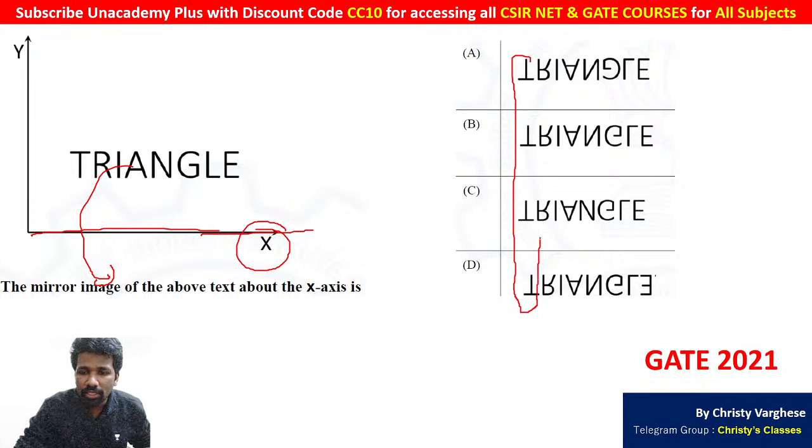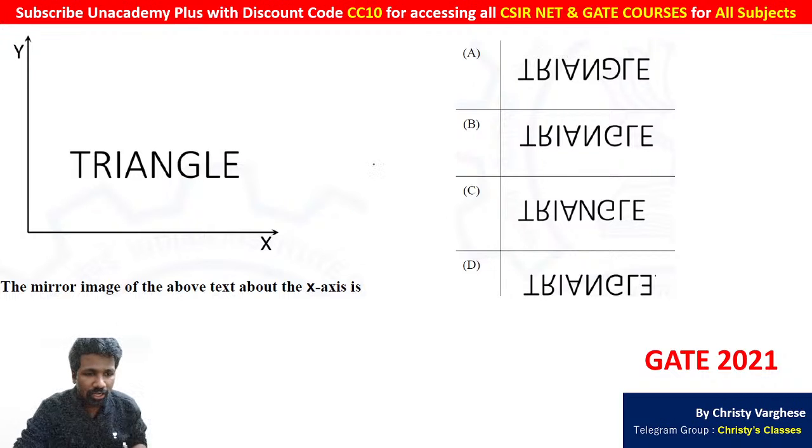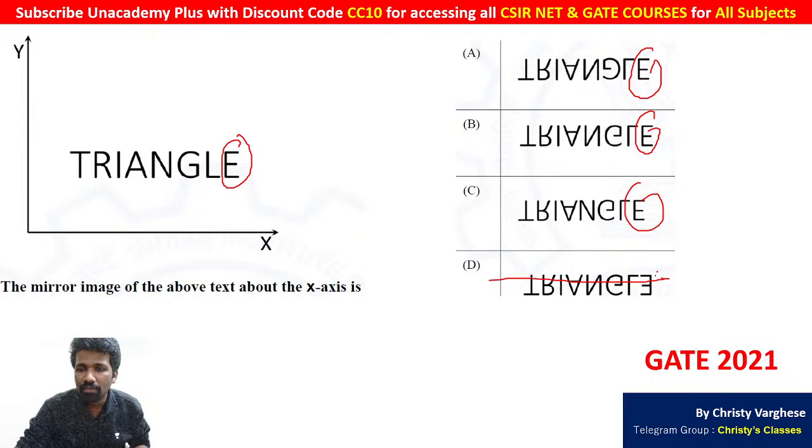In all the options, P's mirror image is shown the same as itself. So check the different mirror images. For example, E. How is E's mirror image? This is clearly wrong. Around the x-axis, it should be something like this. That is E's mirror image. Upside down also it will look the same, because E is vertically symmetric. In the mirror image case, it is symmetric only. So E should be like this. This is true. So option D can be eliminated.